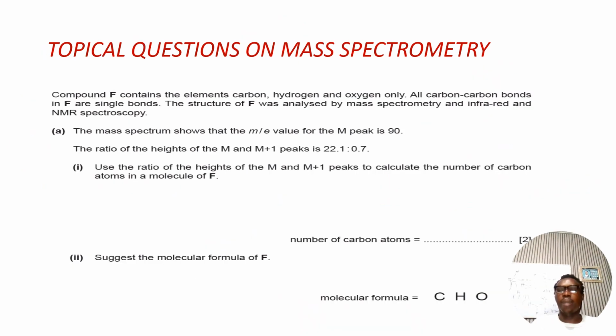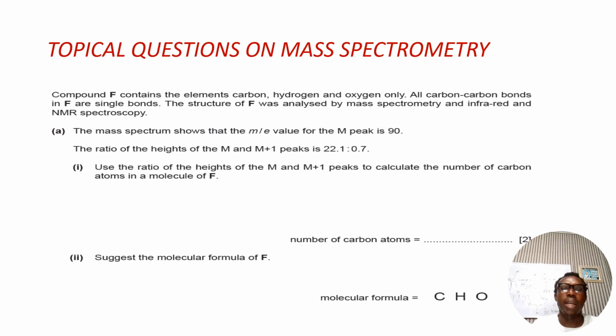So this is another typical examination question before us. Topical questions on mass spectrometry. Compound F contains the elements carbon, hydrogen, and oxygen only. All carbon bonds in F are single bonds. The structure of F was analyzed by mass spectrometry and infrared and NMR spectroscopy. The mass spectrum shows that the mass to charge value for the molecular ion peak is 90. The molecular ion peak is equivalent to the molar mass.